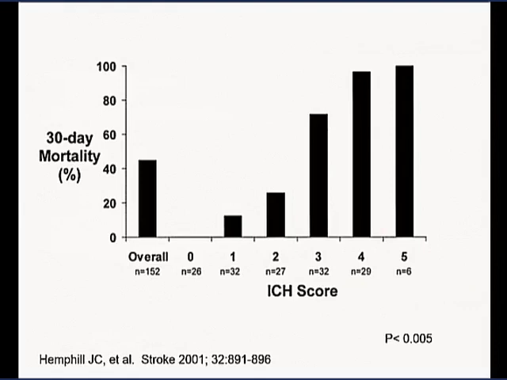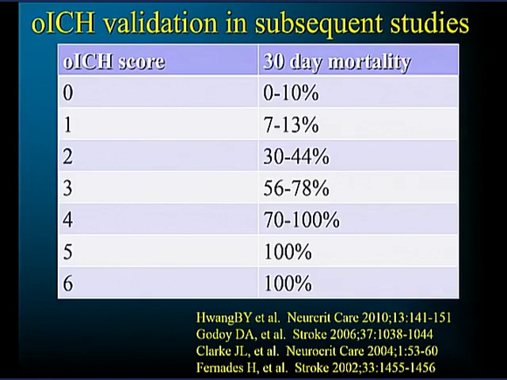This is another way of looking at it: as your ICH score goes up, the mortality goes up. Again, helpful information to discuss with family, and this was validated in multiple trials looking at the worsened ICH score.